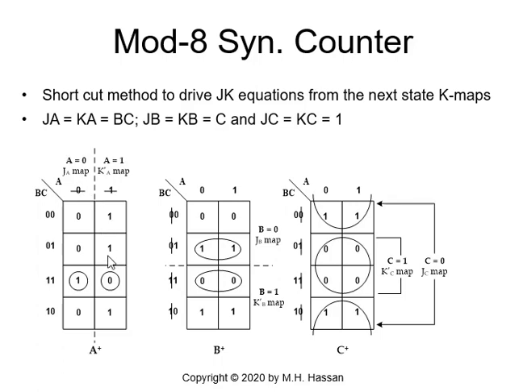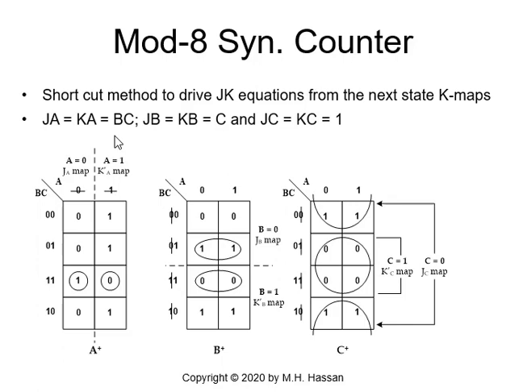The same thing here. We go to the A equals to 1 map and we group for the zeros, and also we get BC, BC A, and A will be ignored. So KA will be BC, grouping for the zeros. So we say JA is equal to KA is equal to BC. Super easy. It's very simple.